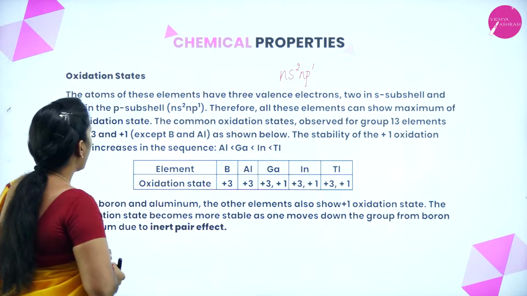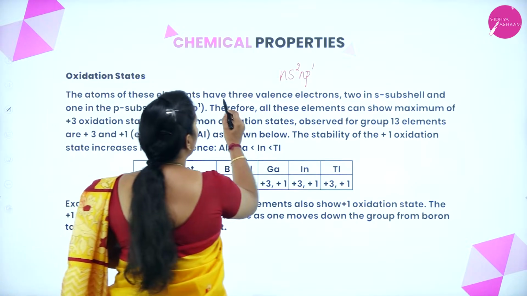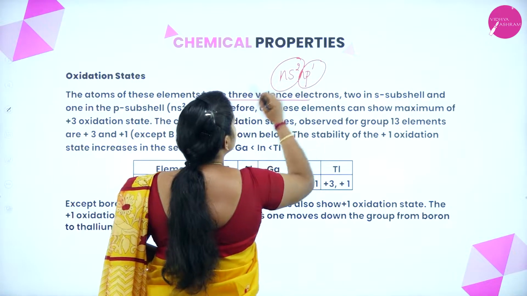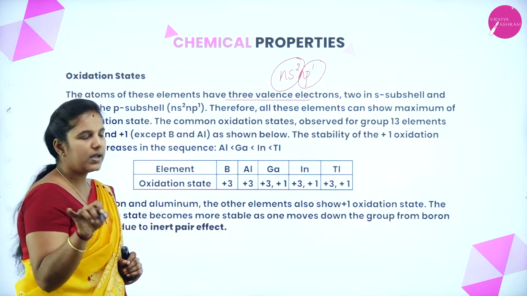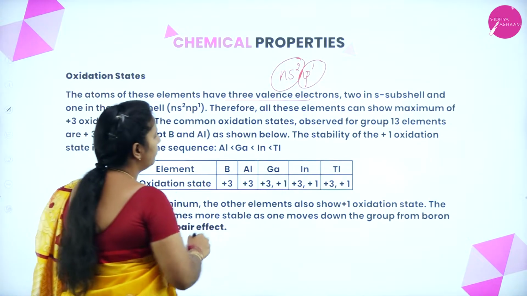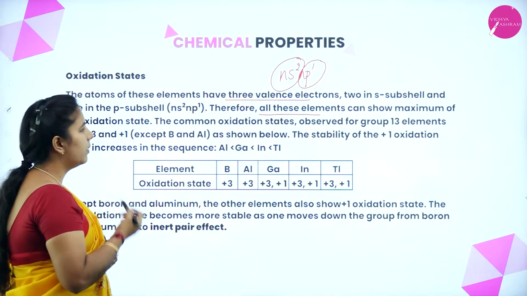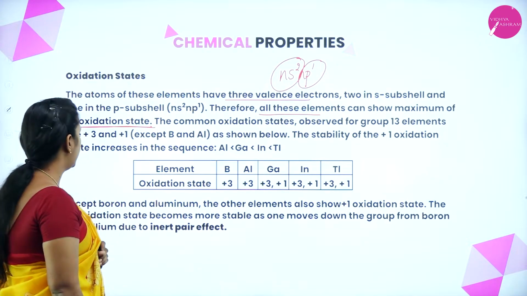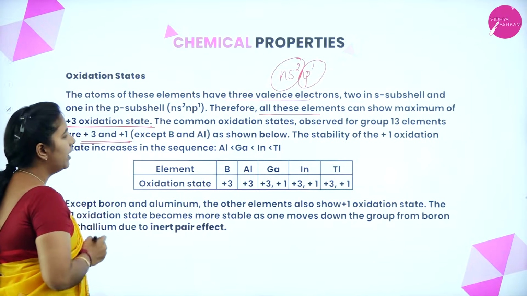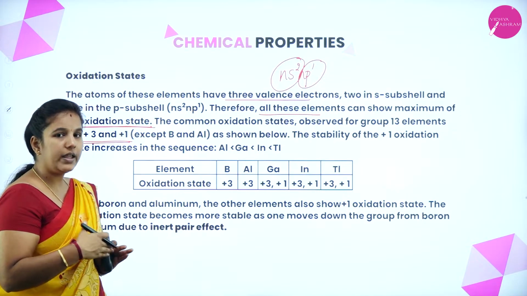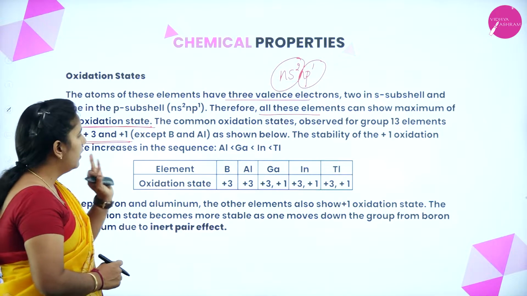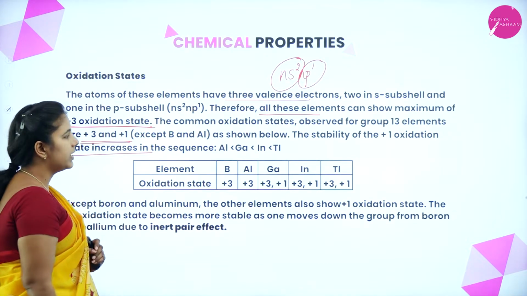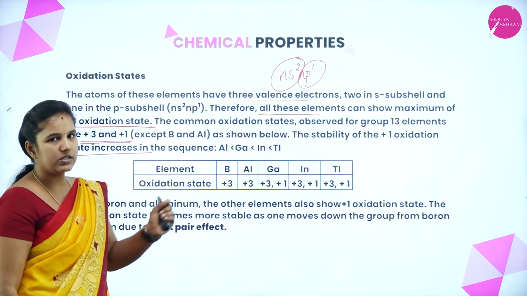The atoms of all these elements have 3 valence electrons, as I have explained. 2 electrons are present in the s orbital and 1 electron is present in the p orbital. Hence it is known as a p block element. Therefore, all these elements can show a maximum oxidation state of +3. The common oxidation states observed for the group 13 elements are +3 and +1, except boron and aluminium. Why is it showing +1 in addition to +3? That is mainly because the stability of the +1 oxidation state increases in the sequence of aluminium, gallium, indium as well as thallium.